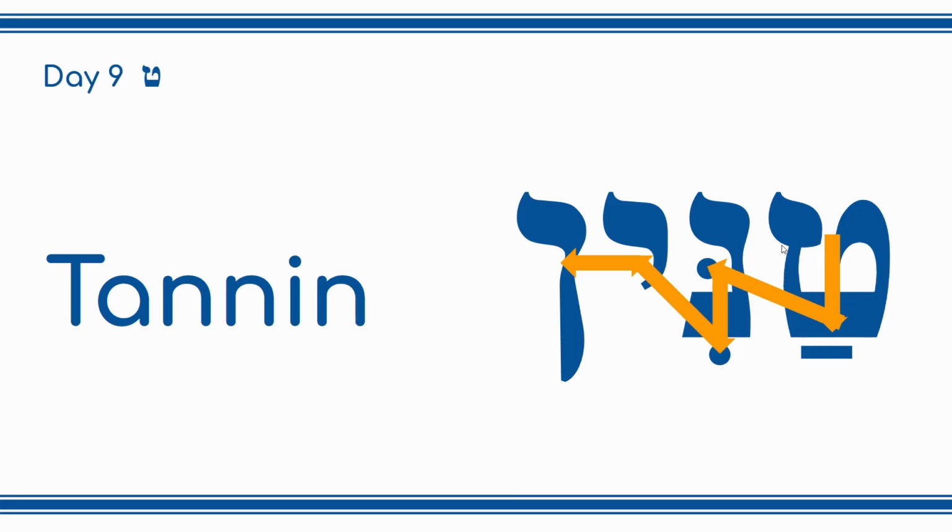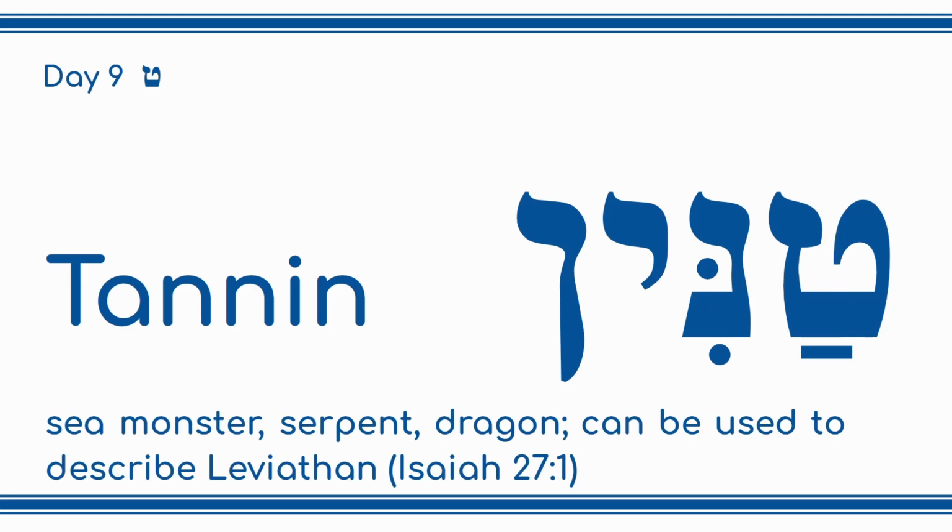So you combine the T and the A, you get ta. You have the N and the E, which combined makes ni. And then you have n. Ta, ni, n. Tanin. So the word tanin means sea monster, serpent, dragon, and can be used to describe Leviathan. You can see Isaiah 27 verse 1 if you want to take a look at that. But that's what this word means.